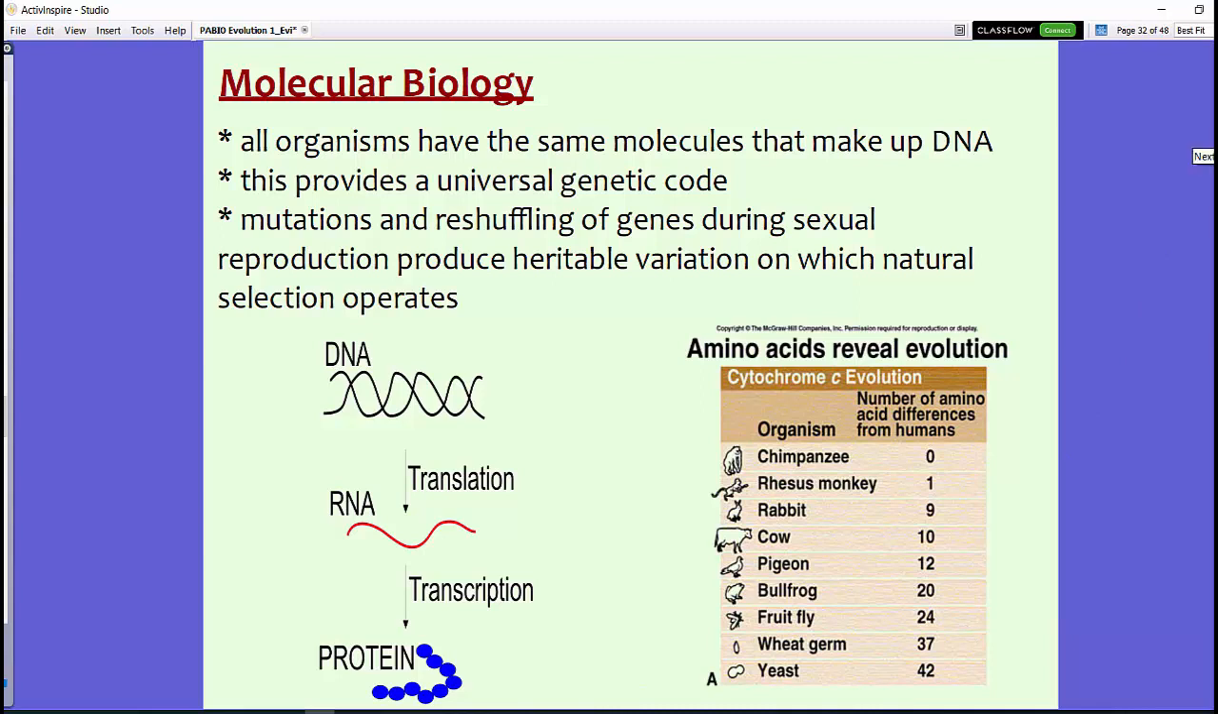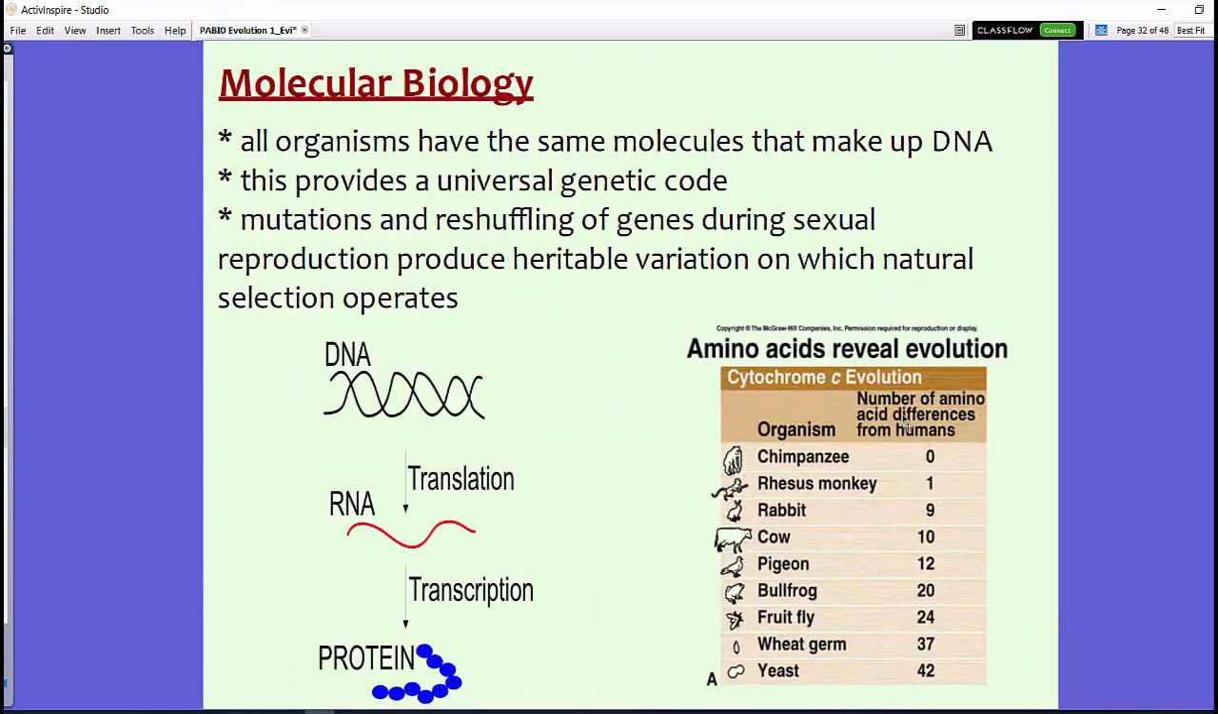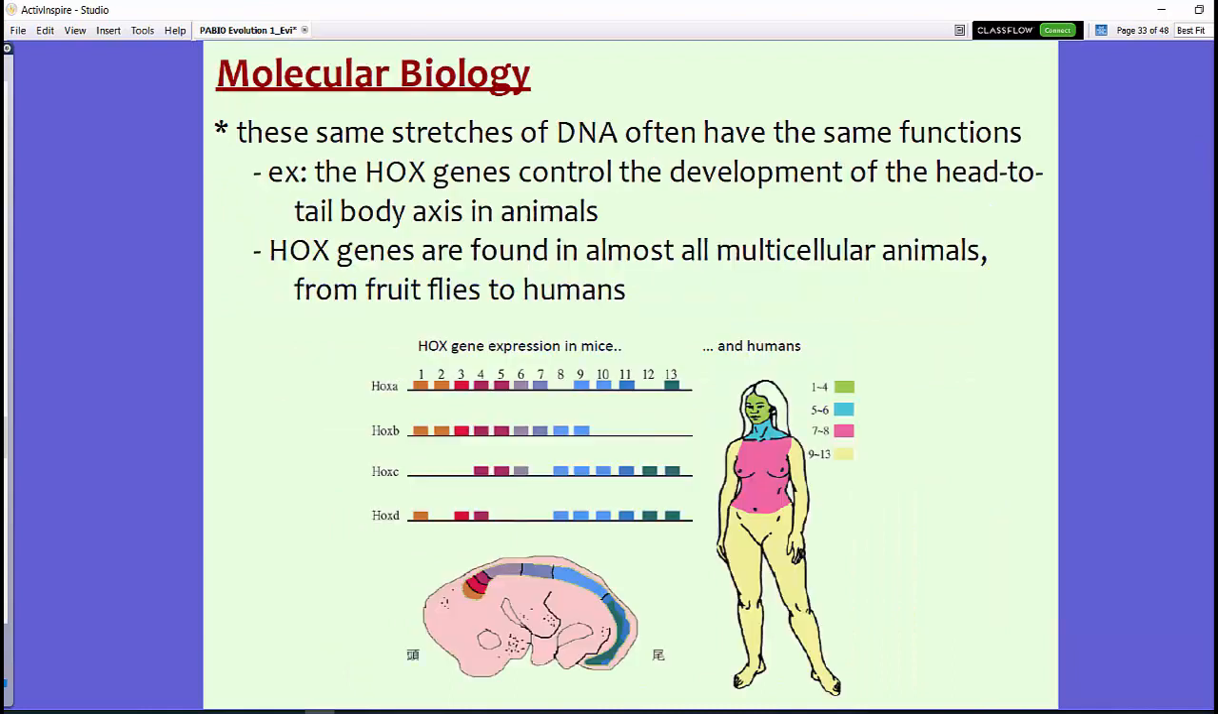But cytochrome C evolution has seen a big step since we discovered this. And when I say recently, I'm talking 10, 20 years. So we can sequence homologous stretches of DNA from different species and use them to test for relatedness. And that's how they came up with that cytochrome C evolution here. We're taking a look at the similar sequences amongst different organisms.